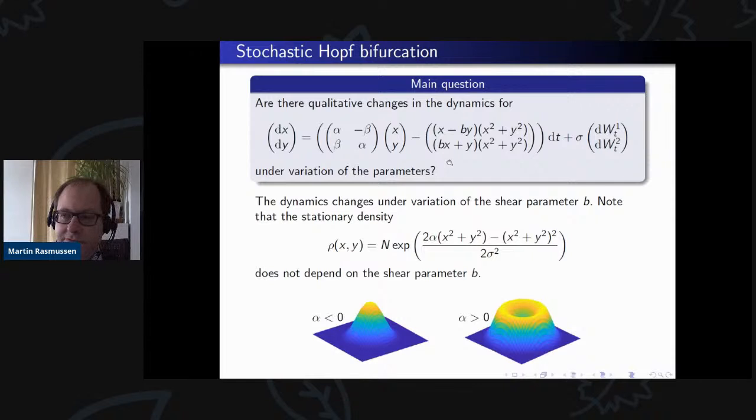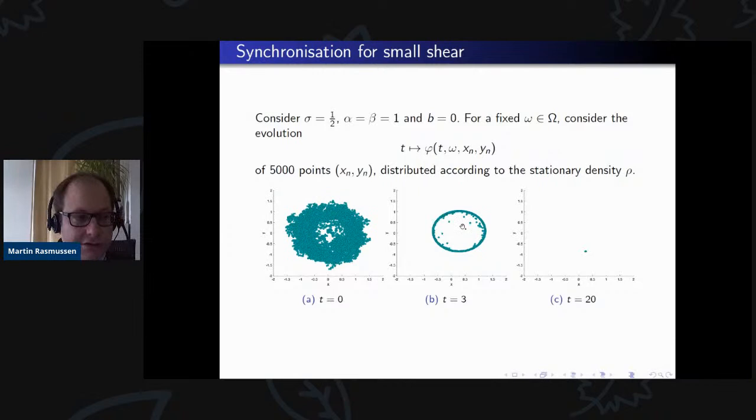And let me just describe this now. We look at two different situations. One situation is where we have a small shear. In particular, we look at a simulation where we have shear equal to zero. And then we look at a contrasting picture when shear is large. We fix some parameters. In particular here, I fix alpha equal to 1, which means we are after the bifurcation. We have a limit cycle, a periodic orbit, in our deterministic system. And then we fix also some noise realization, and we are interested in the dynamics for this particular noise realization, but it's a typical noise realization. So what I describe now holds for almost all noise realizations.